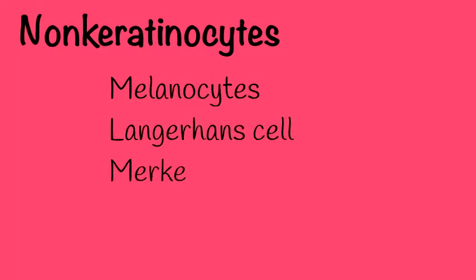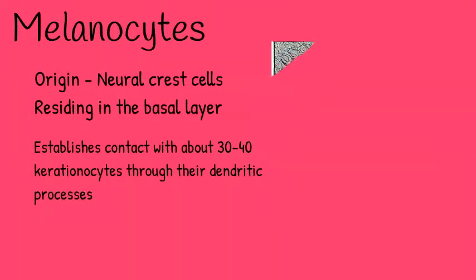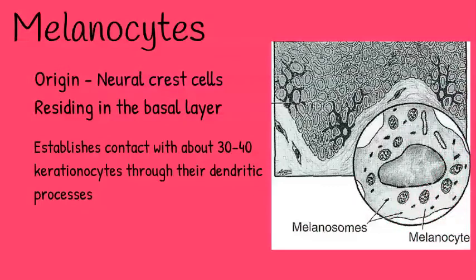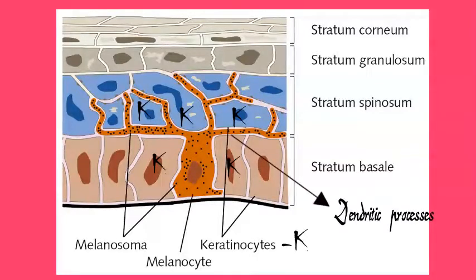Let's see what non-keratinocytes are. The cells of oral epithelium which contain cytokeratin are called keratinocytes, while those cells which do not contain this cytokeratin are called non-keratinocytes. First, the melanocytes. The melanocytes come from the neural crest and are specifically present in the basal cell layer. These melanocytes are dendritic cells. If you can appreciate in this diagram, the brown long extensions are the dendritic processes. These long processes extend between the keratinocytes.